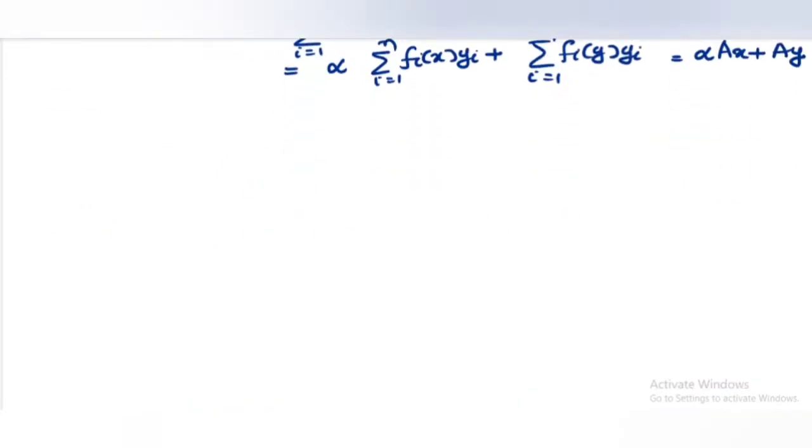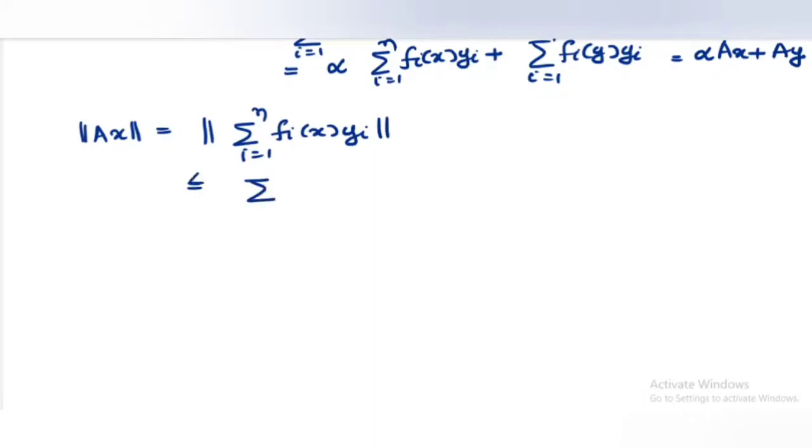Now we'll check A is bounded. Okay. Now what is norm of Ax? By definition, norm of Ax is equal to norm of sigma i equal to 1 to n fi of x into yi. And this is less than or equal to sigma i equal to 1 to n norm of fi of x into yi.